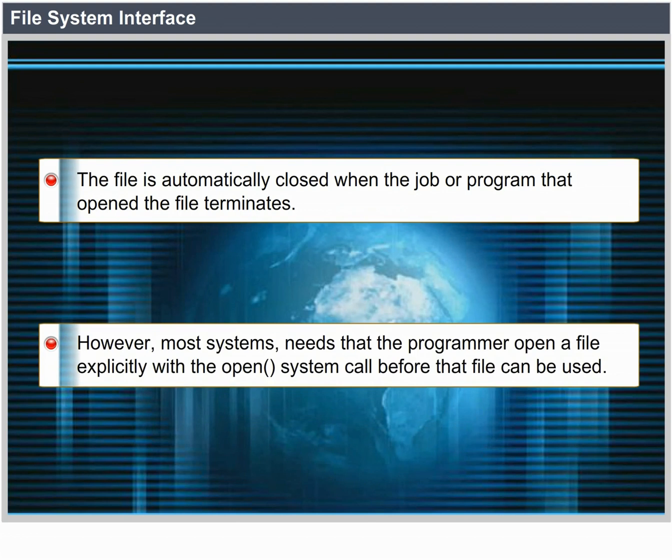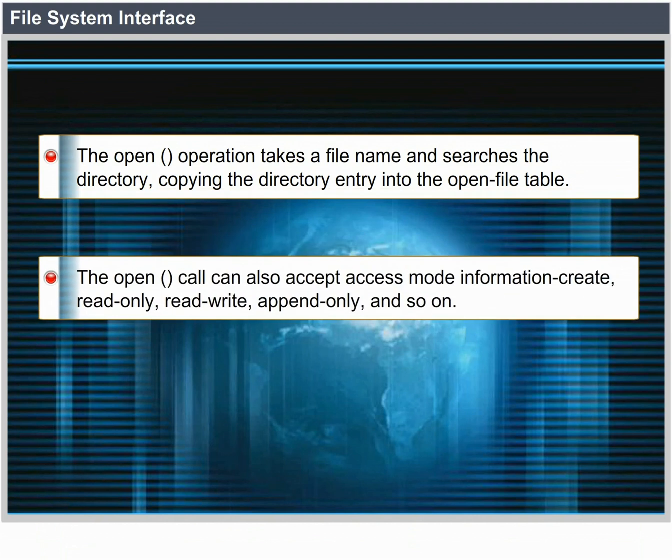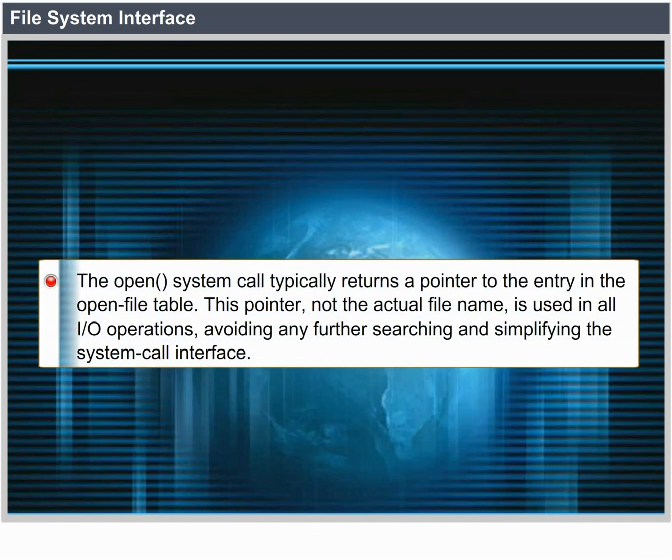The open function operation takes a file name and searches the directory, copying the directory entry into the open file table. The open function call can also accept access mode information: create, read-only, read-write, append-only, and so on. This mode is checked against the file's permissions. If the request mode is allowed, the file is opened for the process. The open function system call typically returns a pointer to the entry in the open file table. This pointer, not the actual file name, is used in all input-output operations, avoiding any further searching and simplifying the system call interface.